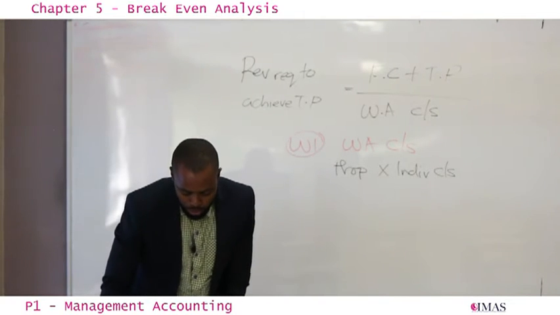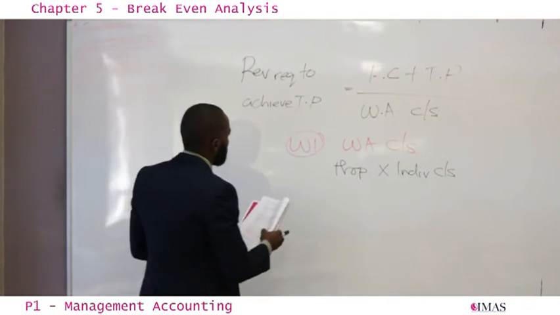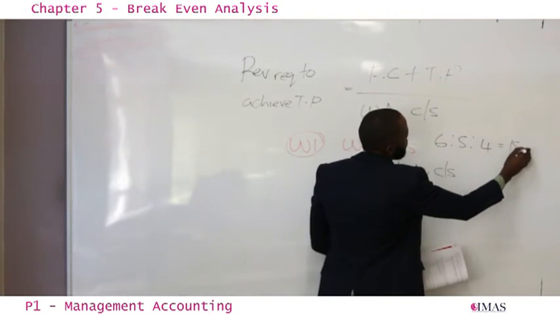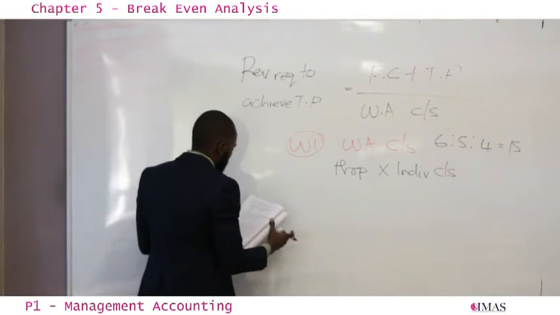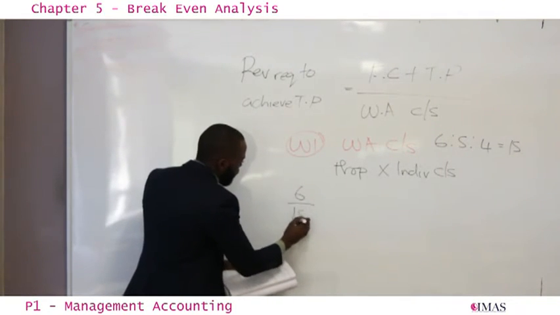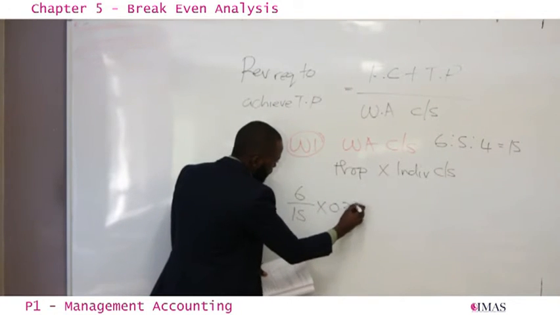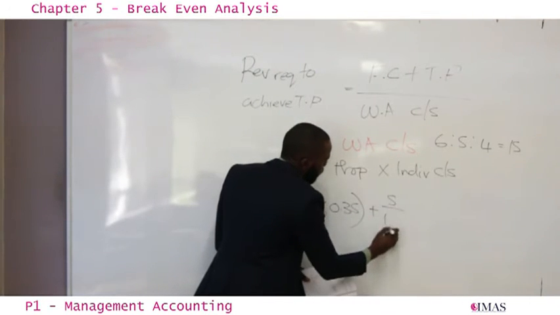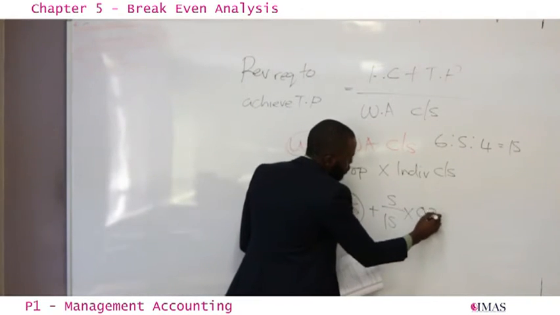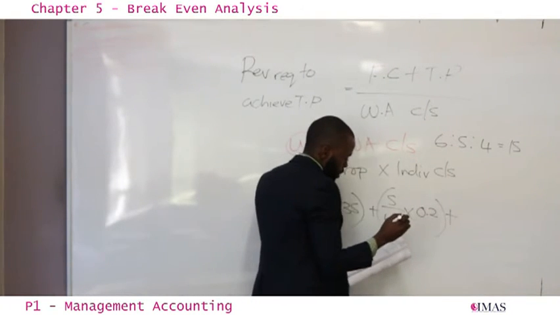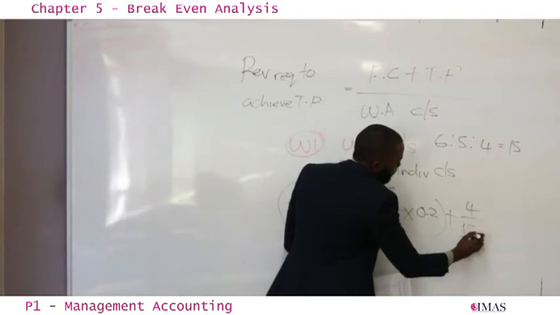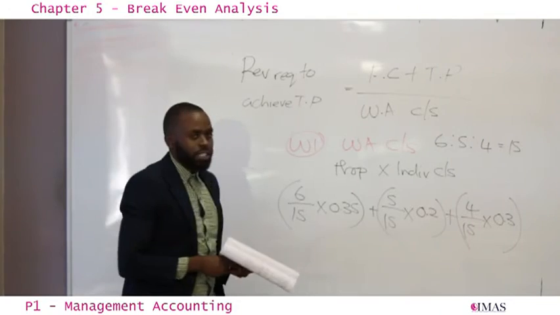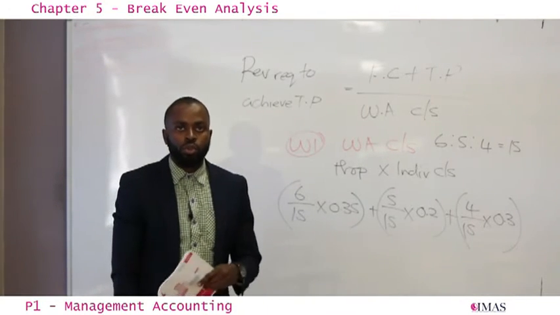So first we need to determine our proportion. You add 6:5:4, which is 15. So it is going to be 6/15 times 0.35 plus 5/15 times 0.2 plus 4/15 times 0.3. That's how you get the weighted average contribution to sales ratio.